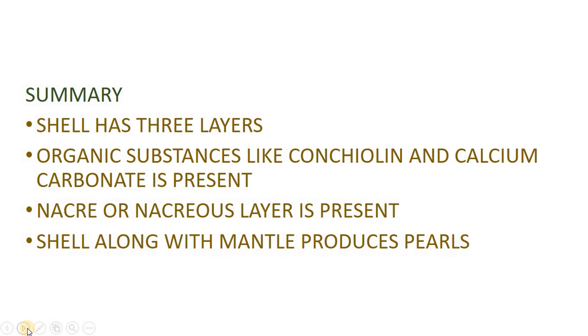So, the summary of the topic we discussed: the shell has three layers. Organic substances like conchiolin and calcium carbonate are present, and the innermost region of the shell is the nacre, or nacreous layer, which produces the pearls, and which is iridescent, lustrous and shining in nature. The shell along with the mantle produces the pearls.